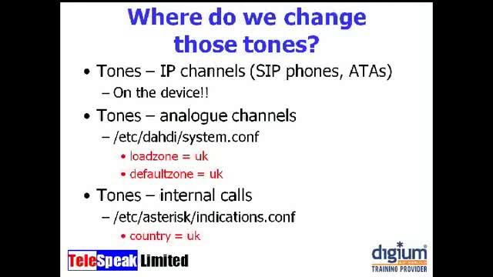There's no good fiddling around in Asterisk, thinking, yeah, I've heard there's a file called indications.conf. I think I'll just go in there and mess around. It's not going to work, is it? We're going to have to go into the individual devices themselves, whether it's the ATA or the IP phone. The tone for the analog channels, that's all going to happen in etc system.conf.